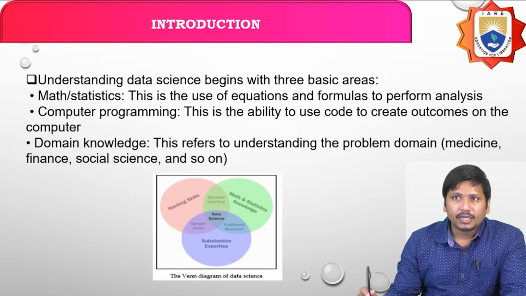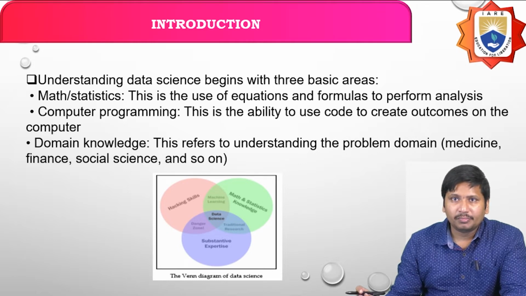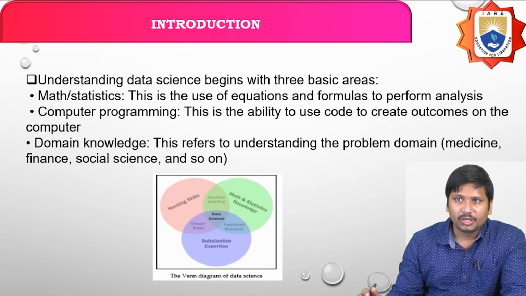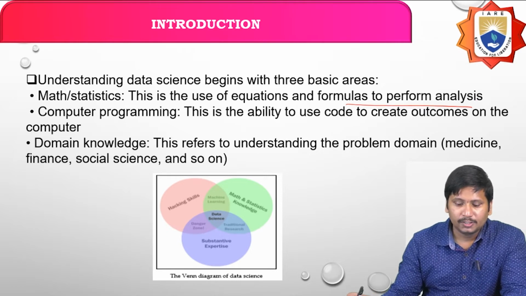Understanding data science begins with three basic areas. First, we have to understand maths or statistics, then computer programming, and then domain knowledge. We need these three things before understanding what data science is. First, mathematics or statistics consists of equations and formulas to perform the analysis, and for that we need the statistics part.